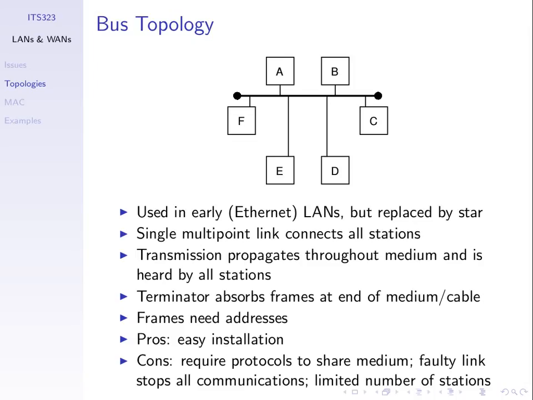The problem with this in terms of performance is with point-to-multipoint, we need some way to allow the users to share the medium. The problem is if A transmits and at the same time B transmits, the signals for those transmissions will interfere with each other and no one will receive the data. So we need some way to share, and that reduces the performance. If the bus fails, no one can communicate. That's a problem as well. So if there's some error on the bus, then nothing will work.